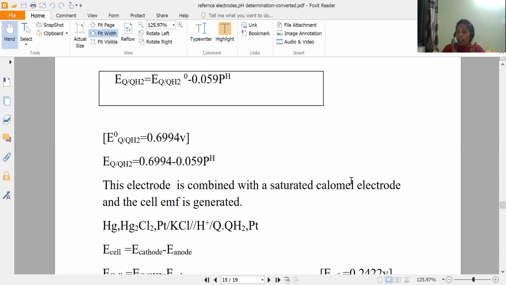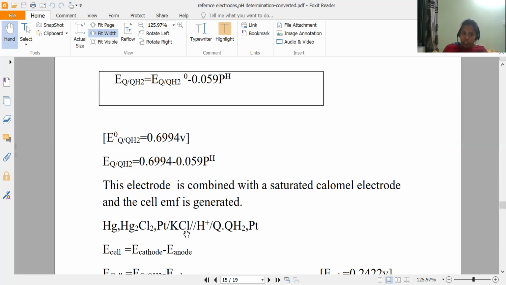This is based on the electrochemical series. In the electrochemical series, the top metals are anode, the bottom metals are cathode. Here the calomel electrode is at the top position, the quinhydrone electrode is in the bottom position. So the calomel electrode is acting as the anode, the quinhydrone electrode is acting as the cathode. Let us write the cell notation for the two cells. Calomel electrode is anode, quinhydrone is cathode.